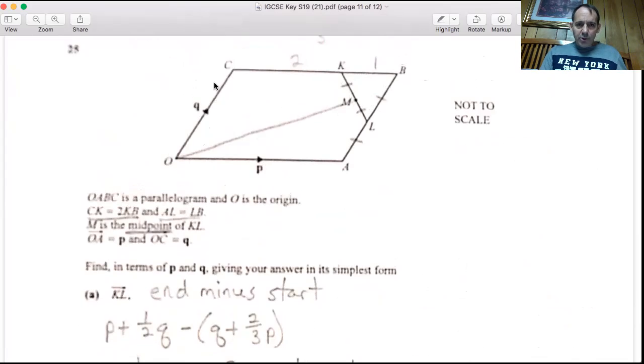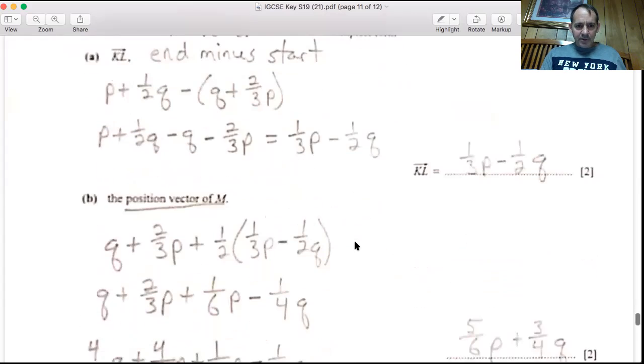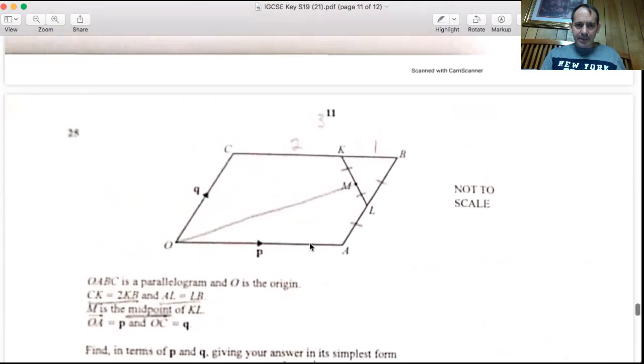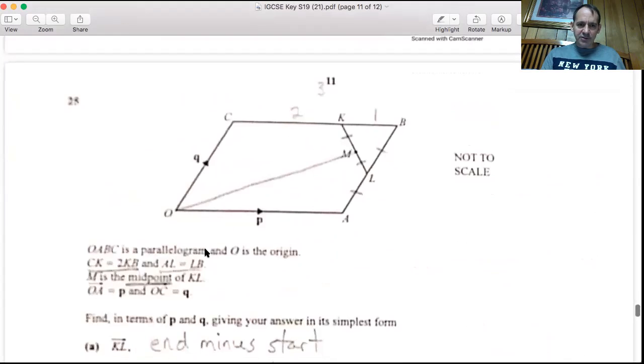Now, I want to go this way because we did K to L. In other words, we went this direction. So I want to go this way. So we're going to go OC, CK, and then K to M. I didn't write it out. Sometimes it's better to go ahead and put these capital letters first. O to C plus C to K plus K to M.